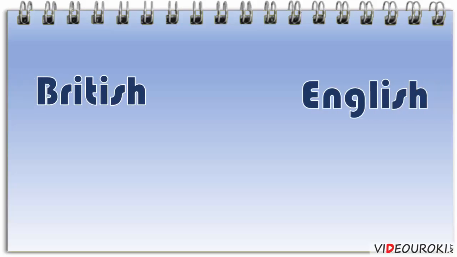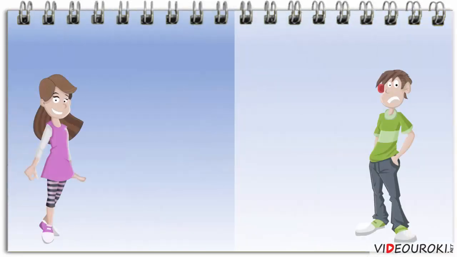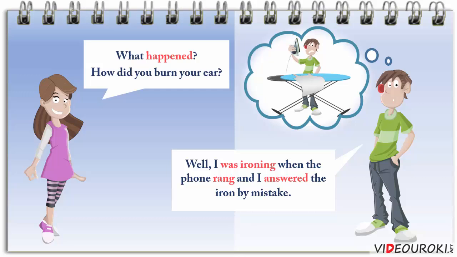British English grammar. Past simple versus past continuous. What happened? How did it burn your ear? Well, I was ironing when the phone rang, and I answered the iron by mistake.